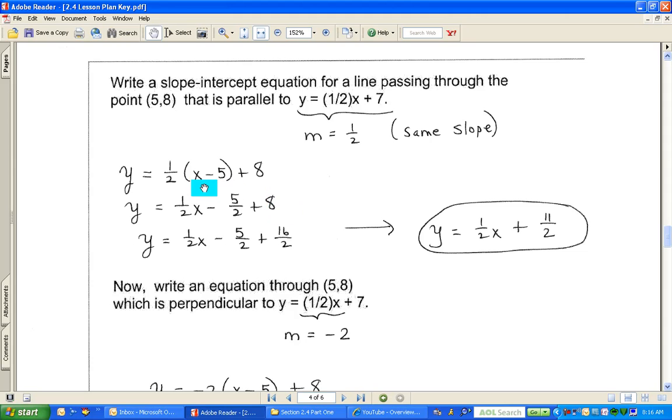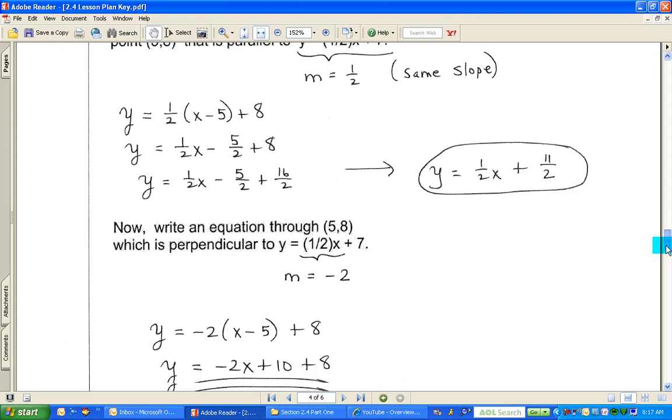I distribute, which gives me 1/2 x minus 5 halves. And of course, you see this plus 8 at the end. 8 is really 8 over 1, which needs to be changed into 16 over 2, so that I can add these two fractions together, giving me my answer. Y equals 1/2 x plus 11 halves.